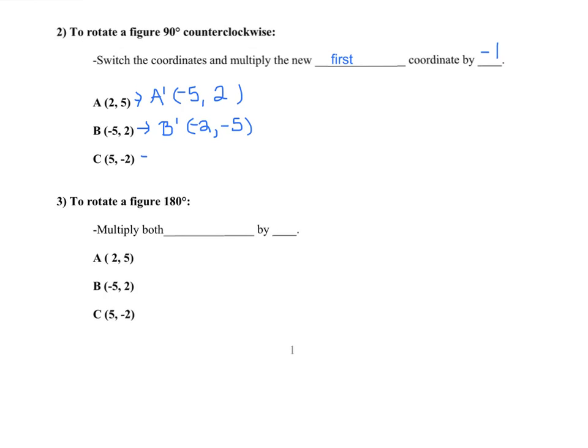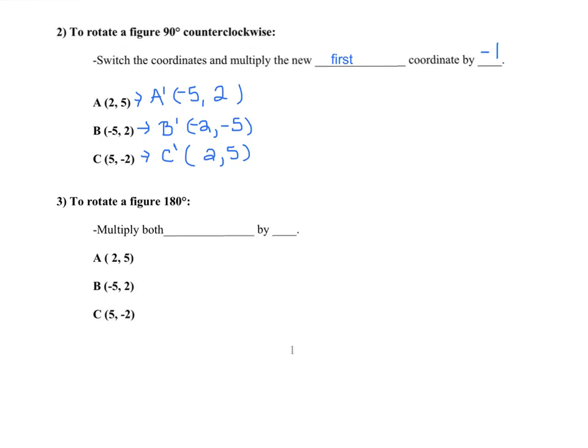And then our last one is C, which is (5, -2). So C prime: we want to switch our coordinates, which would be (-2, 5), and multiply your new first coordinate by -1. Negative times a negative is a positive. So it becomes (2, 5). And that's our rule for a 90-degree counterclockwise rotation.